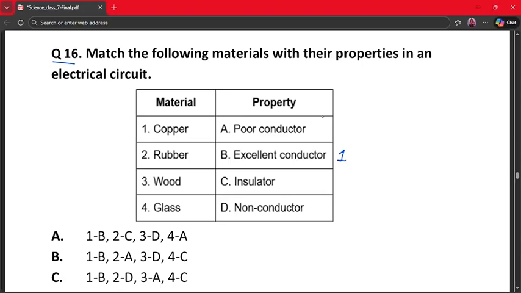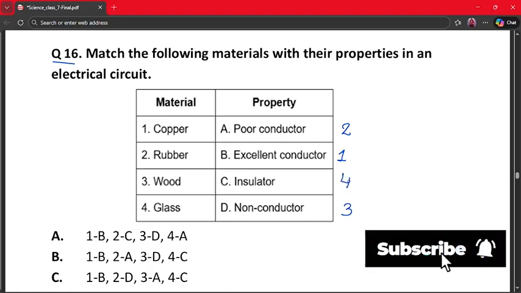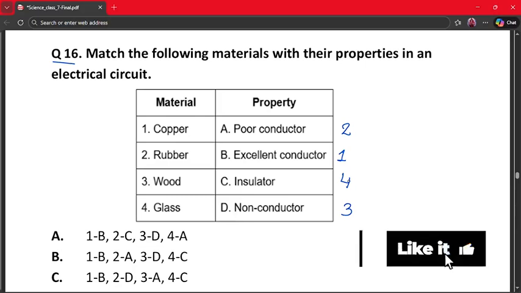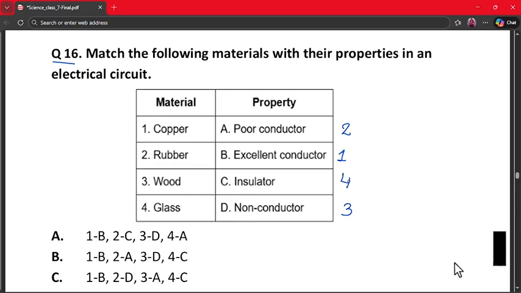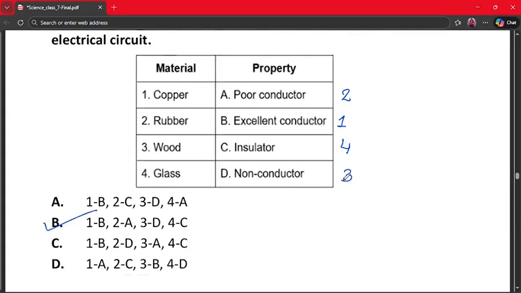Poor conductor is rubber. And non-conductor is wood. And insulator is glass. So by matching this, 2A, 1B, 4C and 3D, our correct answer is option number B. It is the correct answer.